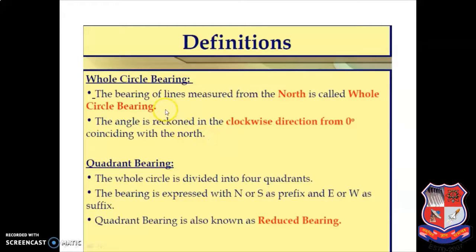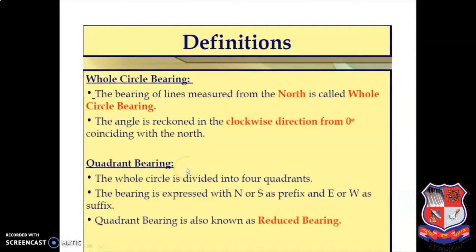Now there are some other definitions. The first one is whole circle bearing. What is that? The bearing of a line measured from the north is called whole circle bearing. The angle is reckoned in the clockwise direction from 0 degree coinciding with the north. So that is the whole circle bearing.